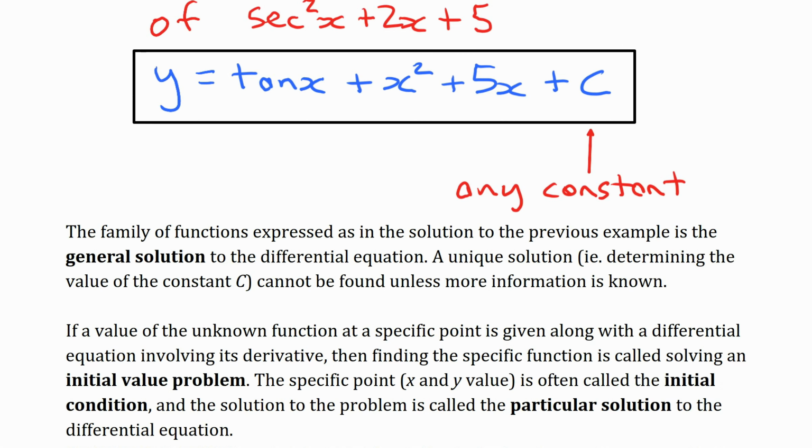A problem like that, where you're given a differential equation and a pair of values, x and y, is called an initial value problem. And when you go about solving that, you get a particular solution. You get one single function. This is a family of functions, an infinite number of functions, but solving it if you have a specific point gives you that particular specific solution.